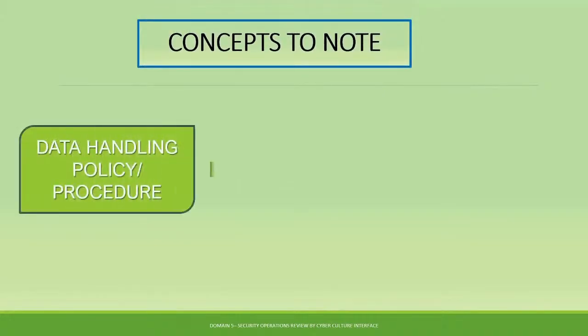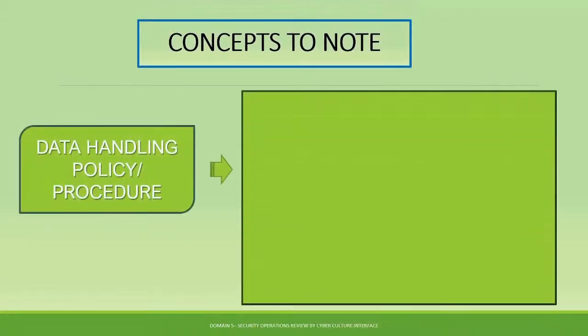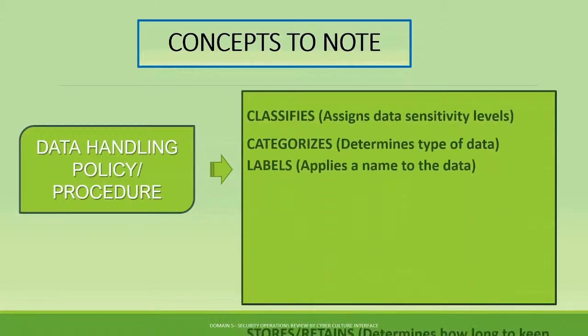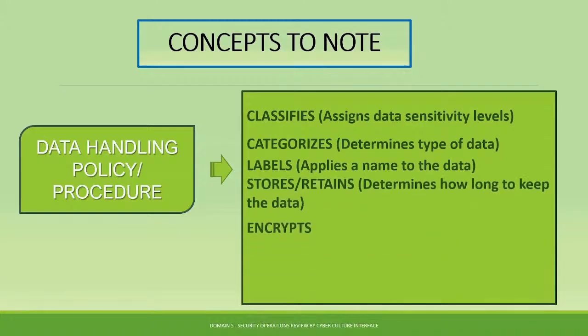Now, another concept you need to take note of is the data handling policy. The last step we talked about was the data handling process. Now we're talking about policies or procedures guiding or defining how data is being handled within an organization. So we have classification, categorization, labeling, storing, encrypting, backing up and destroying. Destroying is coming up again. These are policies that organizations put in place.